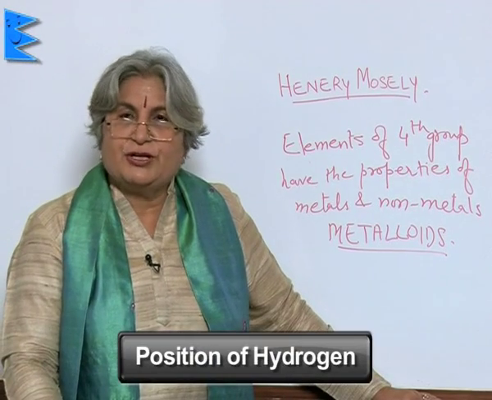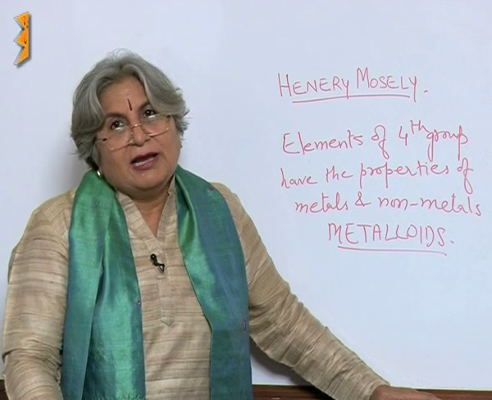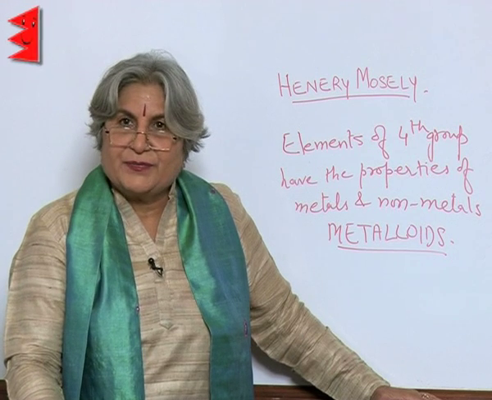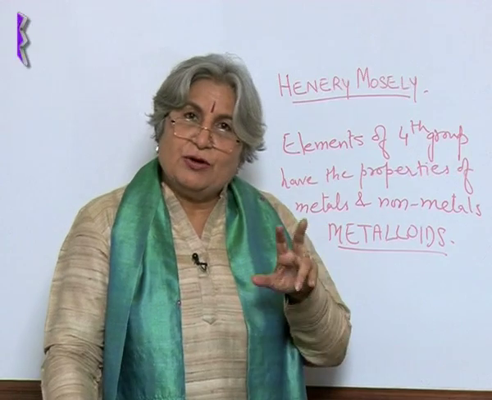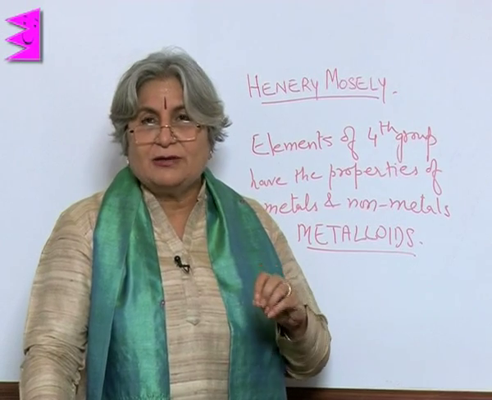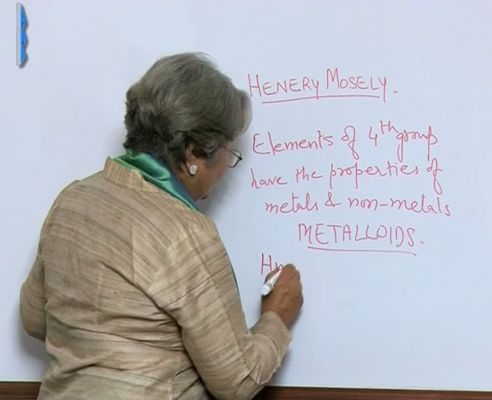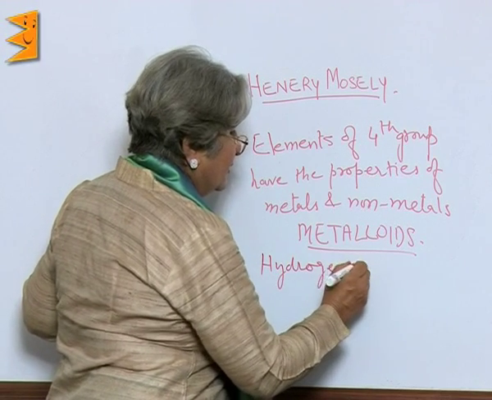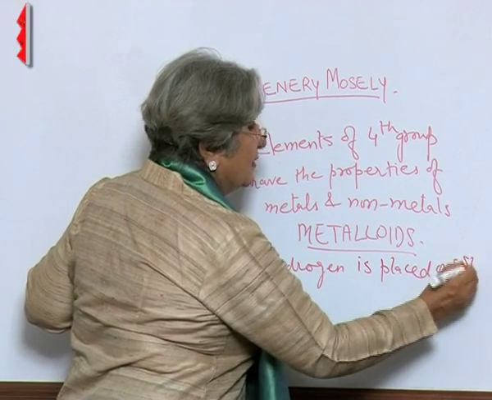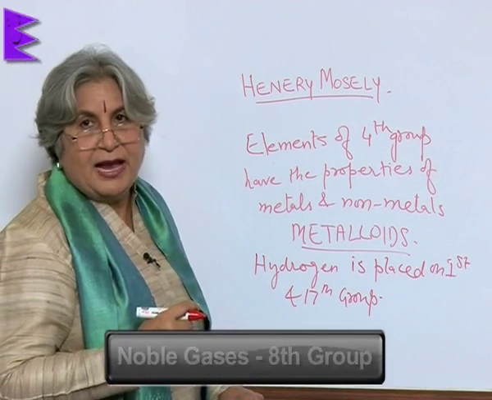Now, coming to the position of hydrogen. You see, hydrogen has 1 electron only. So, as easily as it can gain 1 electron, it can lose one. So, it has a position both in the first group as well as the 17th group. So, the hydrogen controversy was also solved. So, we can say hydrogen is placed in the first and 17th group. The noble gases were grouped together and that was the 8th group.